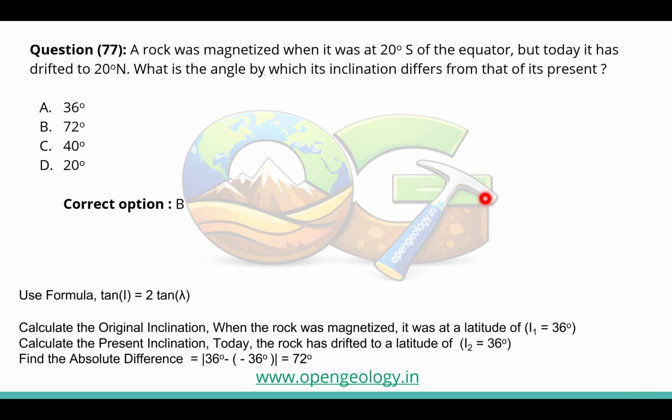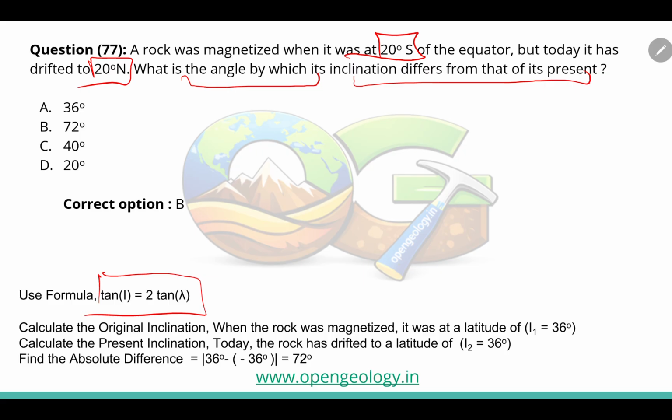Another question is, a rock was magnetized when it was at 20 degrees south of the equator, but today it has drifted to 20 degrees north. What will be the angle by which its inclination differs from that of its present true value? Here is the formula, tan I = 2 tan λ, where I is the inclination and λ is your latitude.